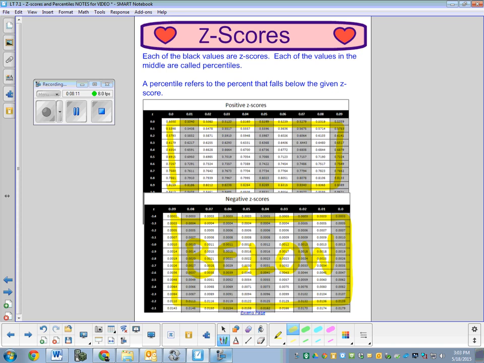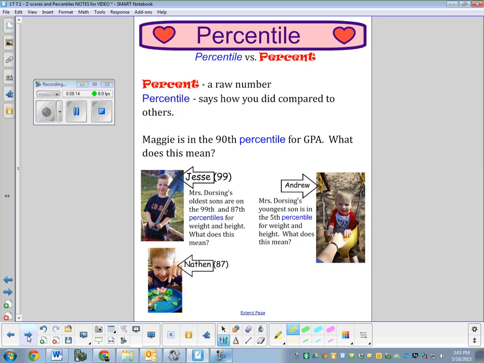So for example, we're talking about percentiles. A percent we're familiar with as a raw number. You get a certain percent on your test. What the percentile does is it says, how did you do compared to others? So for example, Maggie is in the 90th percentile for her GPA. What does this mean? It means that Maggie's GPA is higher than 90% of her peers.